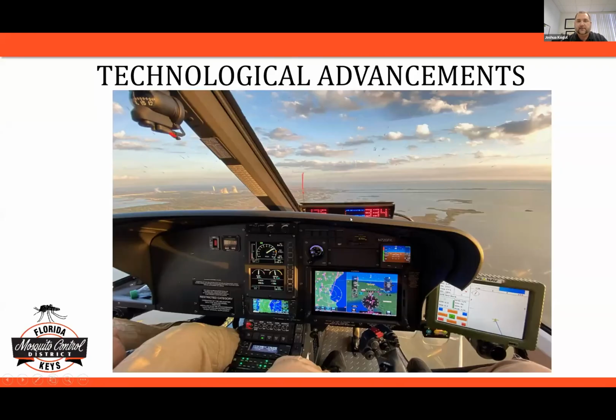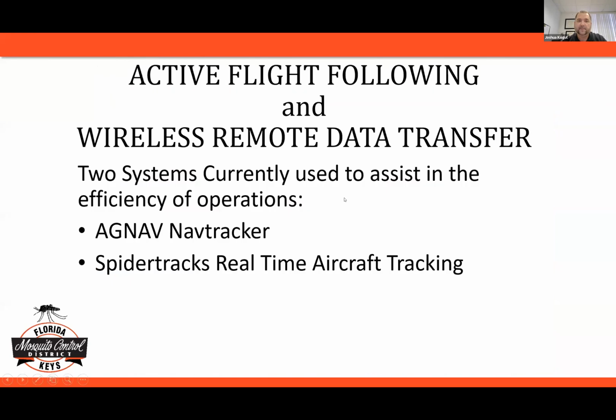One of the ways that we were able to do this is through technological advancements, better technology and better equipment. So here is a picture of one of our newer H-125 Airbus helicopters. We utilize an AgNav spray system you can see in the lower right-hand section of the picture, and some of the most advanced GPS navigation systems and tracking systems we have.